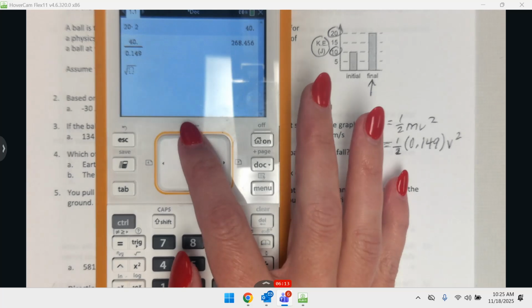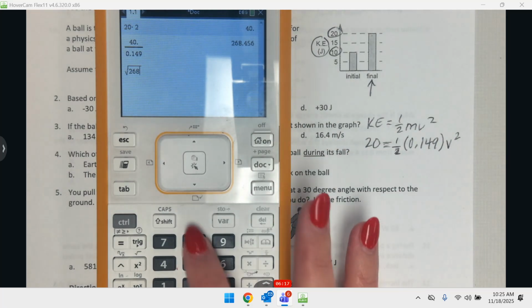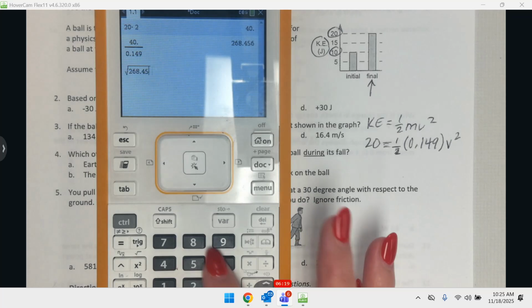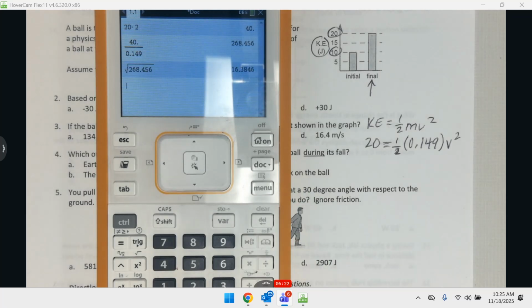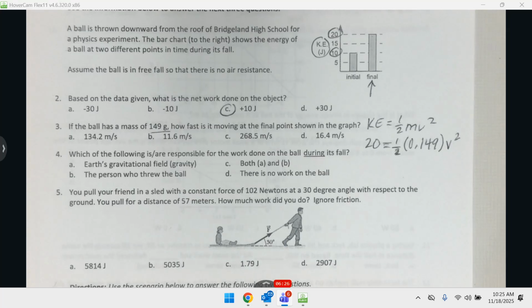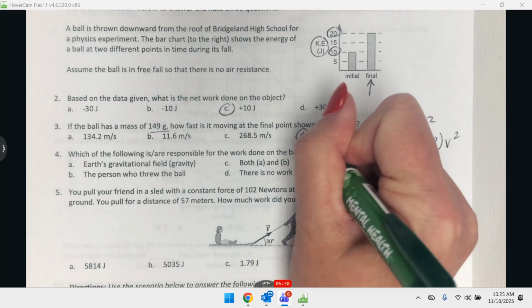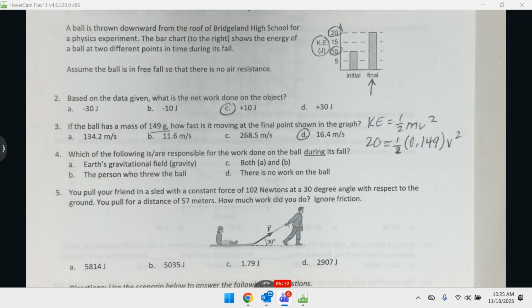And I want the square root of, and this calculator's being weird, 268.456. And I get this: 16.3846. When I look here, that's going to be 16.4. That is answer choice D for number 3. For number 3, a little over 2/3 of you got it right. So again, it wasn't a heavily missed question, but it was one that about 30% of you missed.